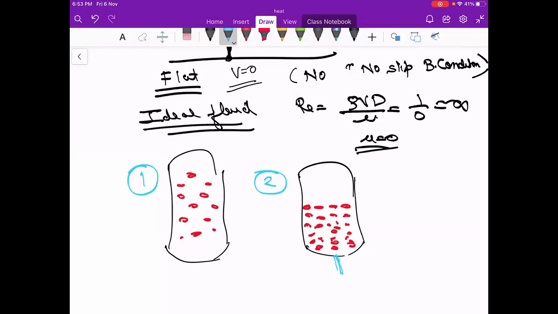See, suppose some liquid is going up. Suppose the liquid is going from here. So at every point you will see that the liquid layer will be like this.